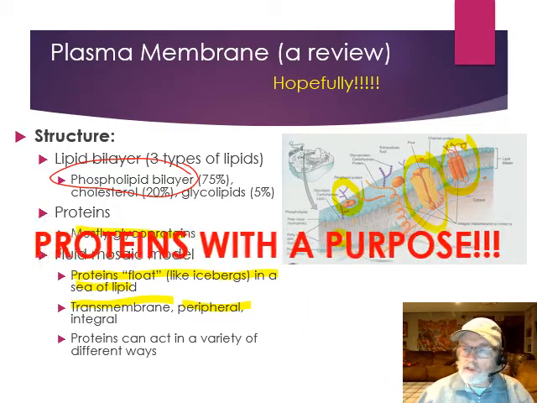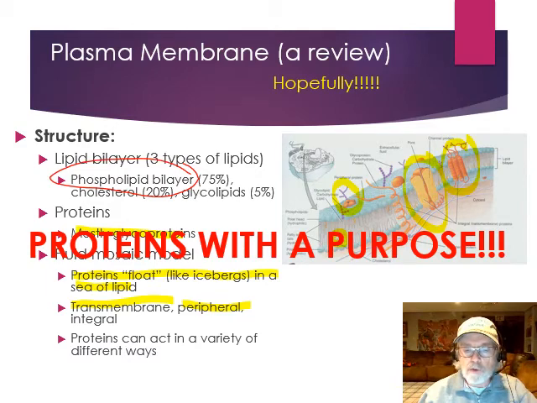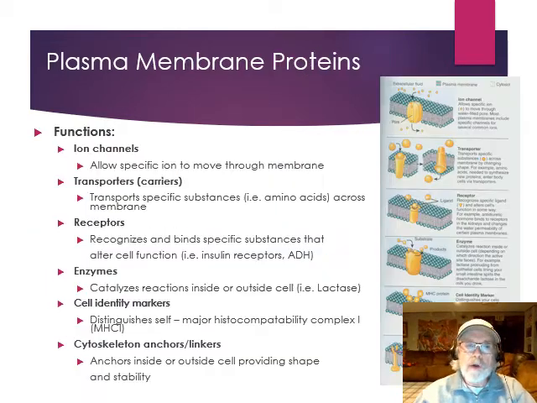So proteins actually have a purpose, and these proteins have multiple different purposes. Well, first of all, let's talk about some of these plasma membrane proteins and what they do. First one we have to talk about are what are called ion channels.